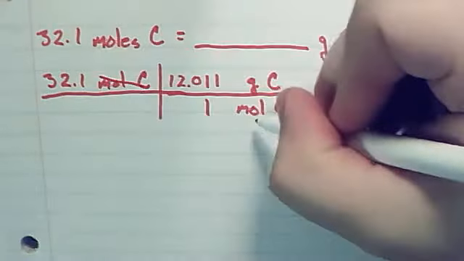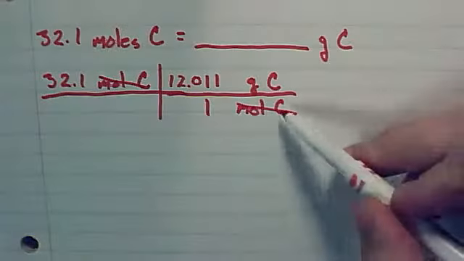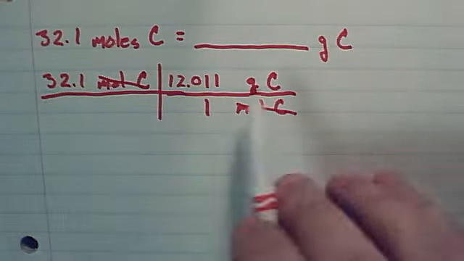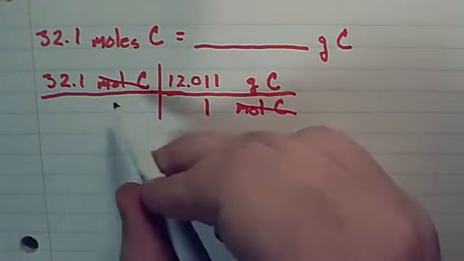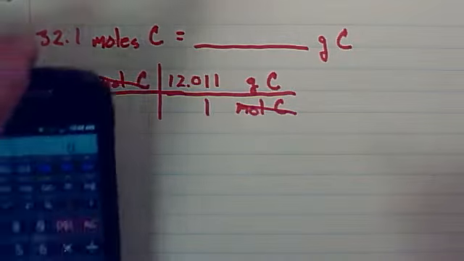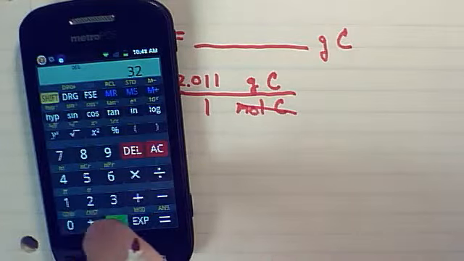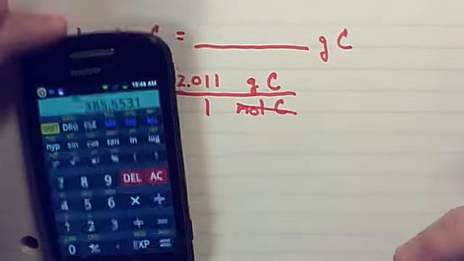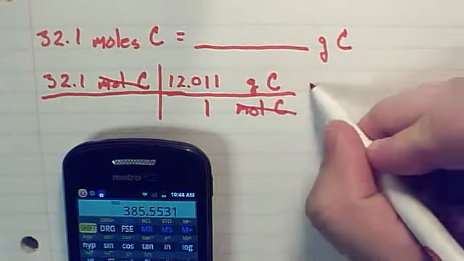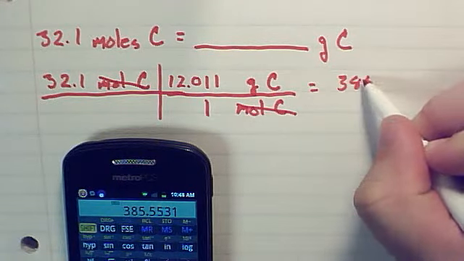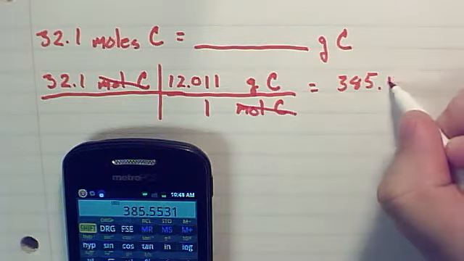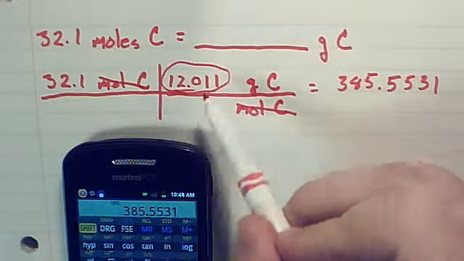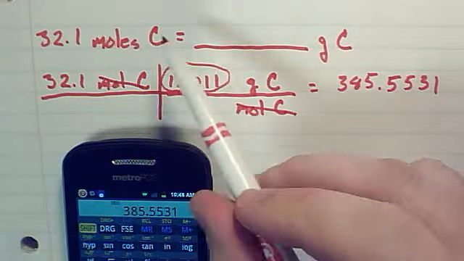Now our moles will cancel because I've got moles of carbon on top and moles of carbon on the bottom, and I'm left with grams of carbon. So now I multiply across the top, and that gives me 32.1 times 12.011 equals 385.5531.